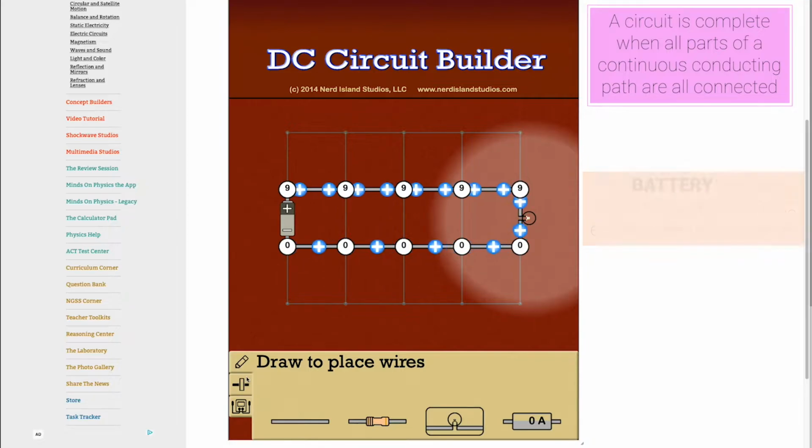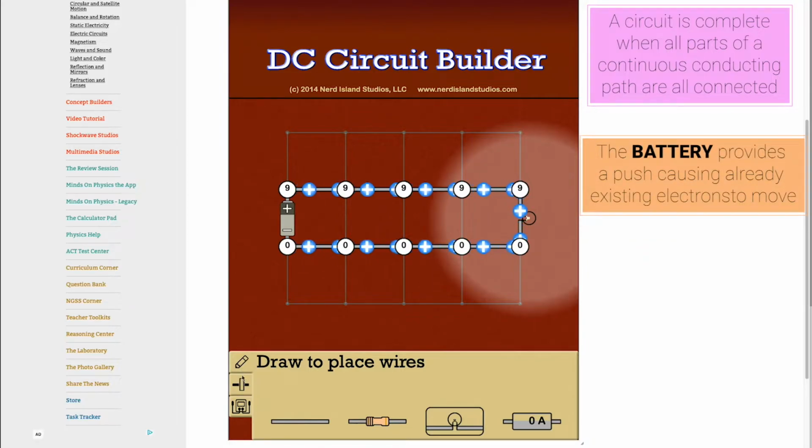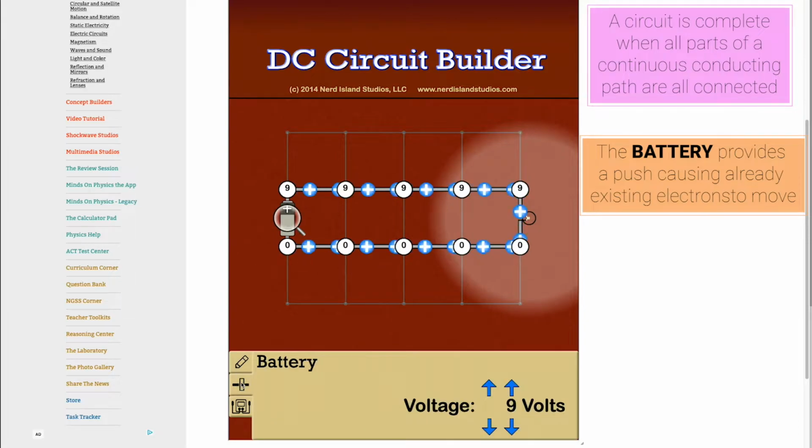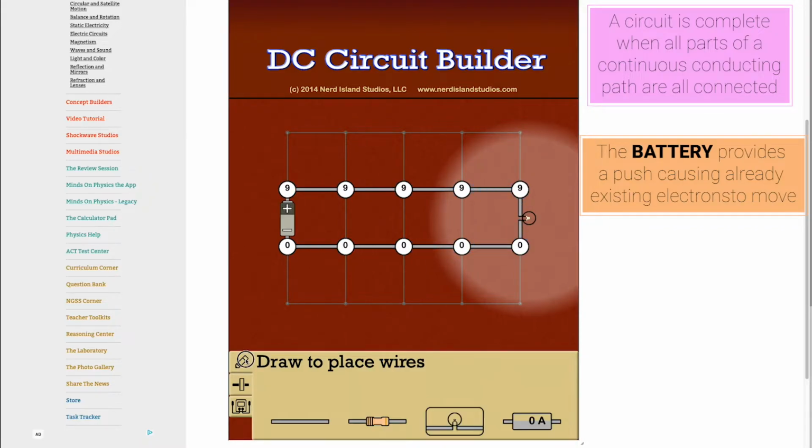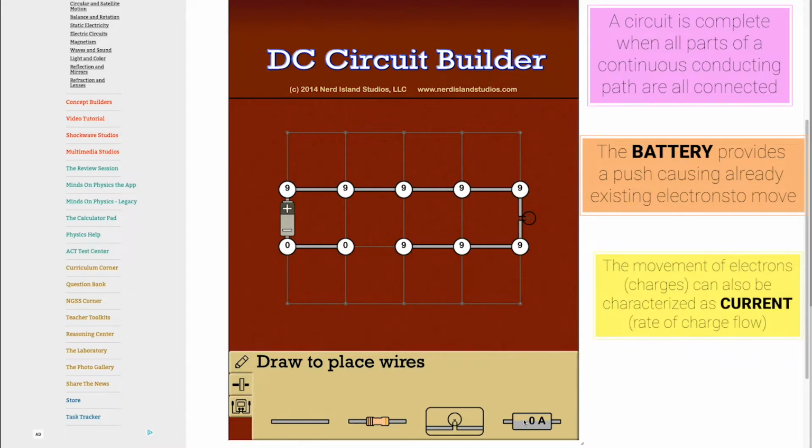The battery, so I'm going to click on the second tab under the pencil. The battery provides a push, or a voltage difference, causing already existing electrons, which are the charges when we're talking about conventional current, to move. Once we connected everything, the battery caused the electrons to move. The movement of the electrons can be characterized as current, which is the rate of the charge flow.